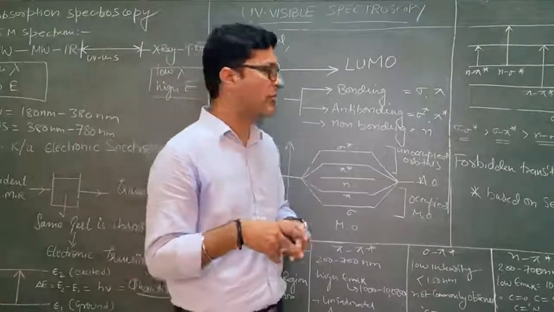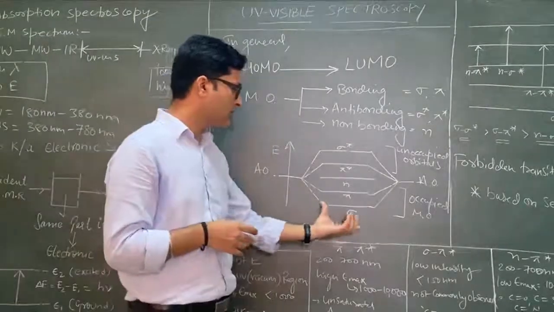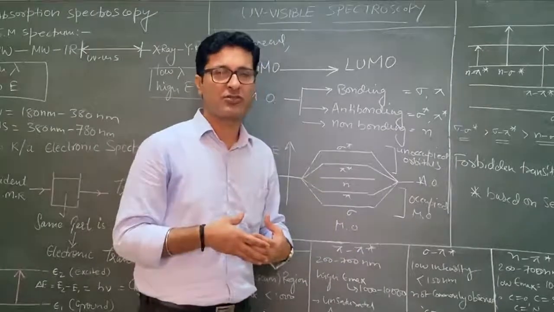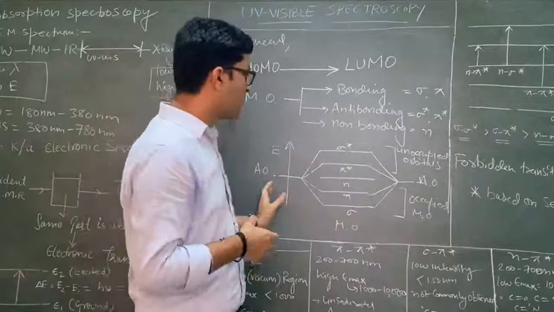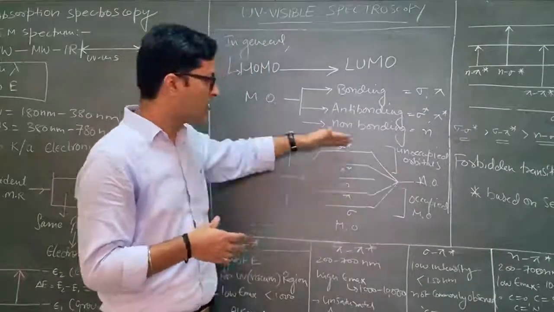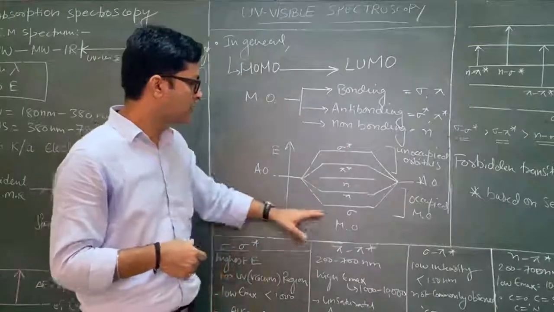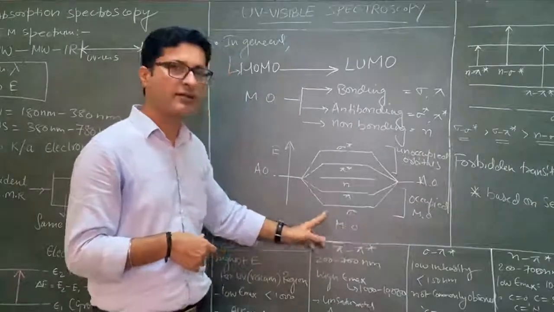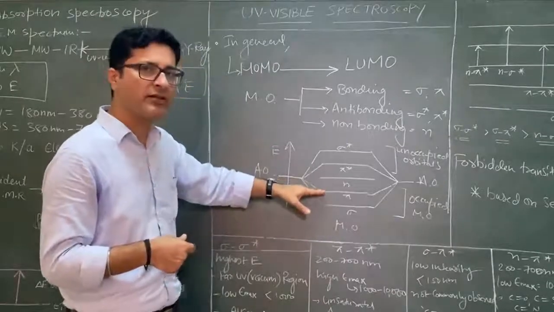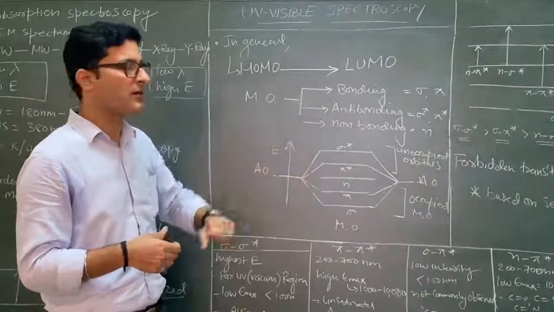To get a clear picture, we have shown here the formation of molecular orbitals by the overlapping or combination of atomic orbitals. When two atomic orbitals combine together, they constitute molecular orbitals, and the molecular orbitals have different energy levels. The least energy level is the sigma molecular orbital level, then a little bit higher energy is for pi, then n, then pi star, then sigma star.